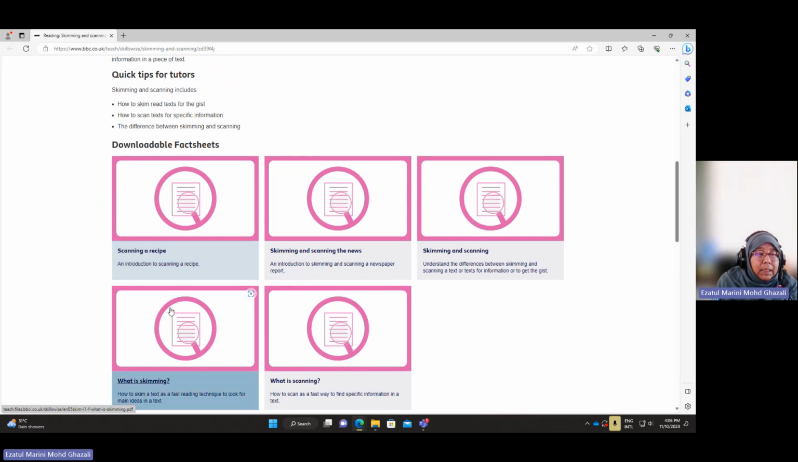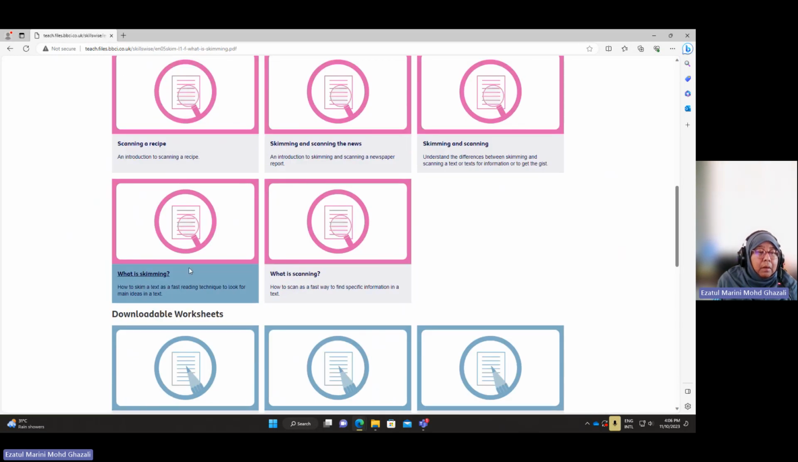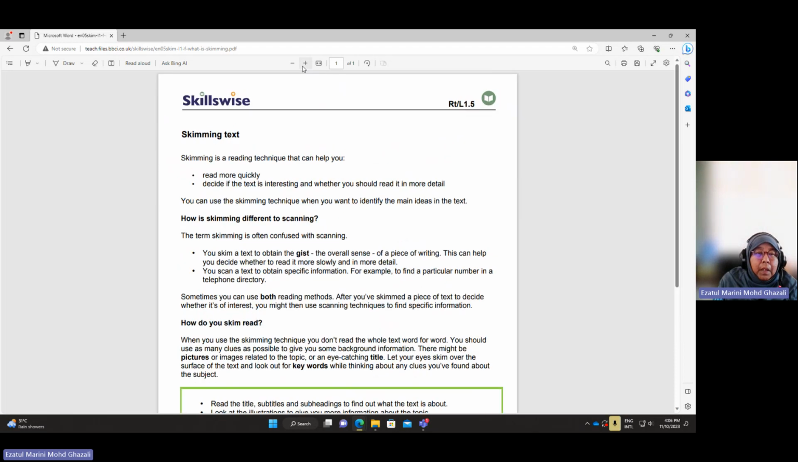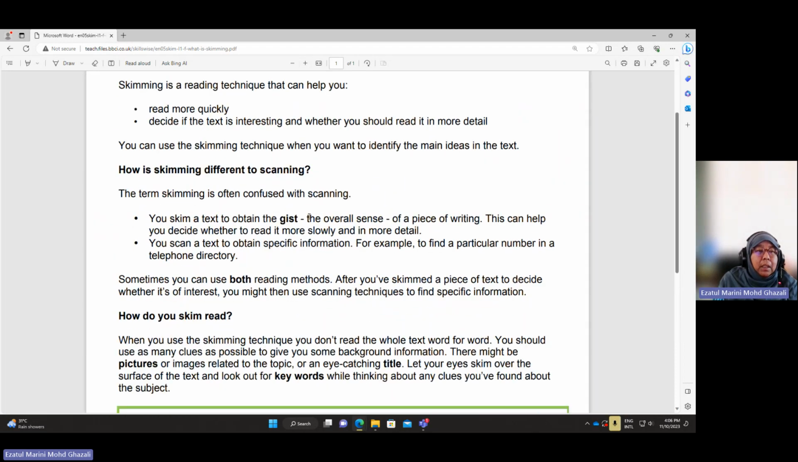For example, what is skimming? Skimming is reading a text that can help you read more quickly, decide if the text is interesting and whether you should read it in more detail. How is skimming different to scanning? Because you skim a text to obtain the gist or the overall sense of a piece of writing, right? You scan a text to obtain specific information.